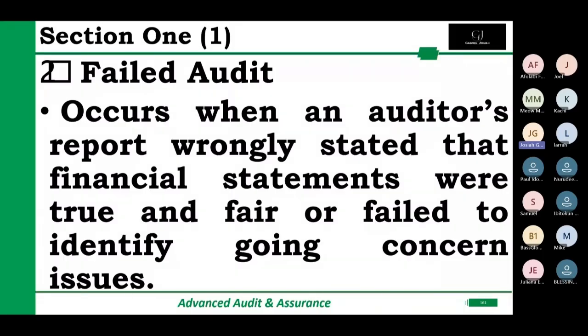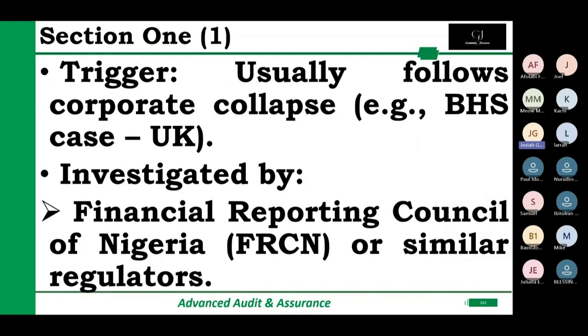And it occurs when an auditor's report wrongly stated that the financial statements were true and fair, or failed to identify going concern issues. So investigations could spring up. And this could be triggered usually following corporate collapse. So there's a company case of BHS in the UK that crashed after one of the big four firms provided a clean report on that company. The FRC in the UK came after that audit firm heavily.